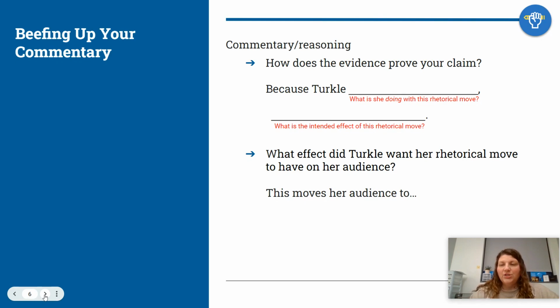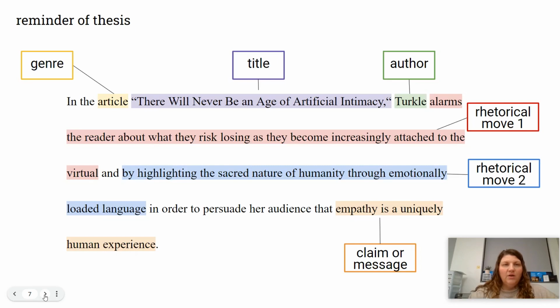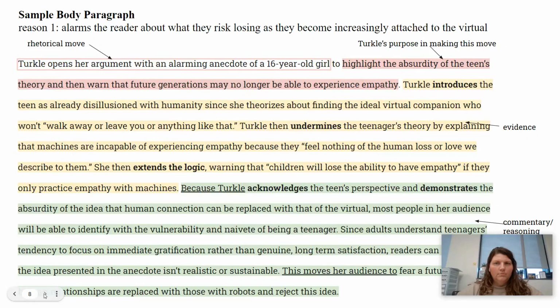This moves her audience to what does she want them to believe or do now as a result of this rhetorical move. So as a reminder of the thesis, this is from the 1.6 lesson. In the article, There Will Never Be an Age of Artificial Intimacy, Turkle alarms the reader about what they risk losing as they become increasingly attached to the virtual, and by highlighting the sacred nature of humanity through emotionally loaded language, in order to persuade her audience that empathy is a uniquely human experience.